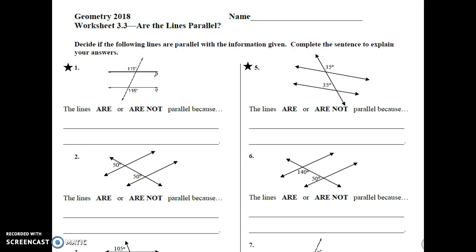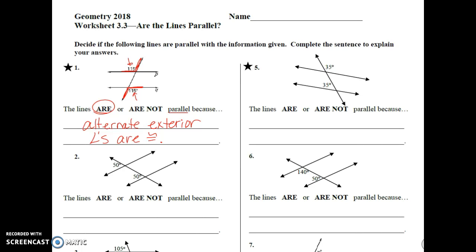So in this case, first we look at the kinds of angles that we have, and we notice that those two angles are both alternate exterior angles. And then we think back in our notes, alternate exteriors should be equal. And these angles are both 115 degrees, so that's good. We answer that the lines are parallel because alternate exterior angles are congruent.